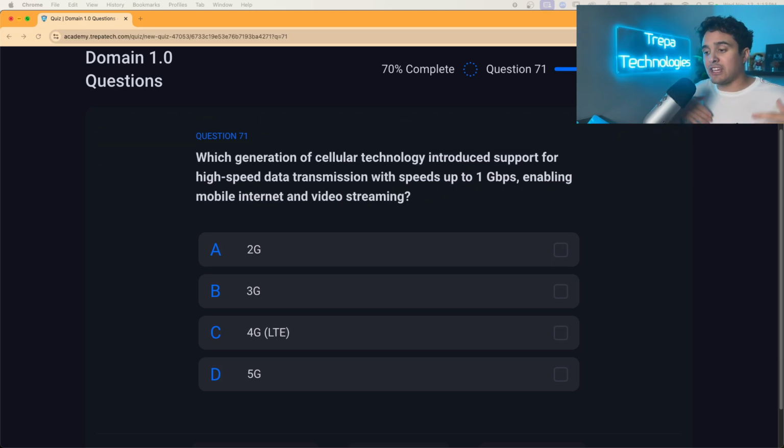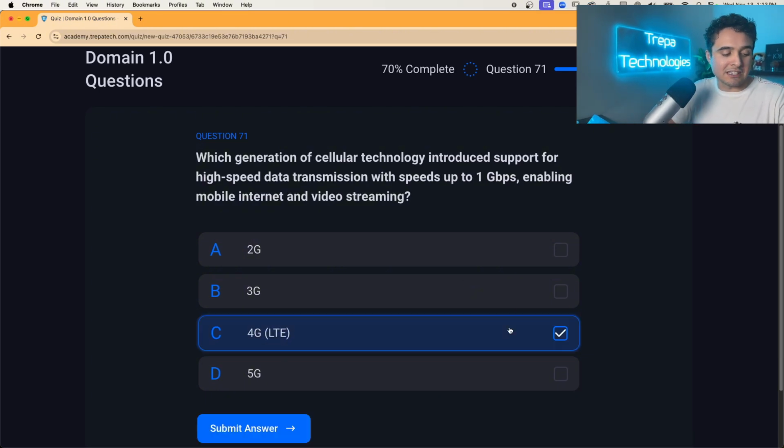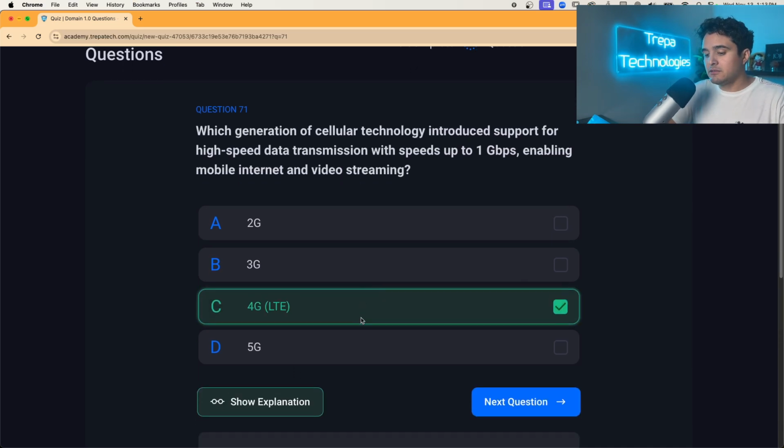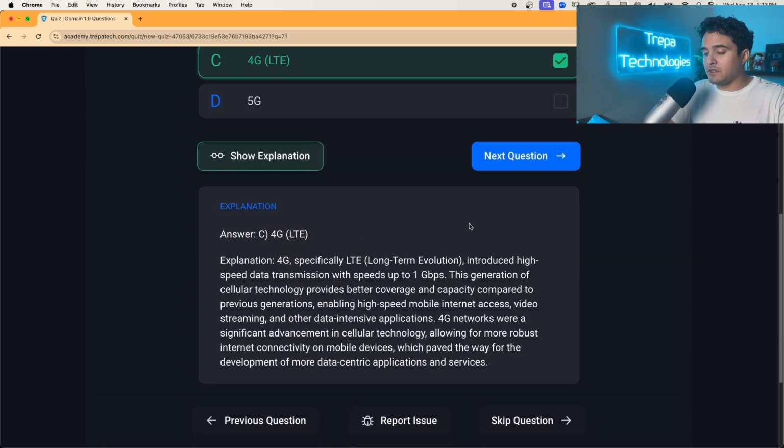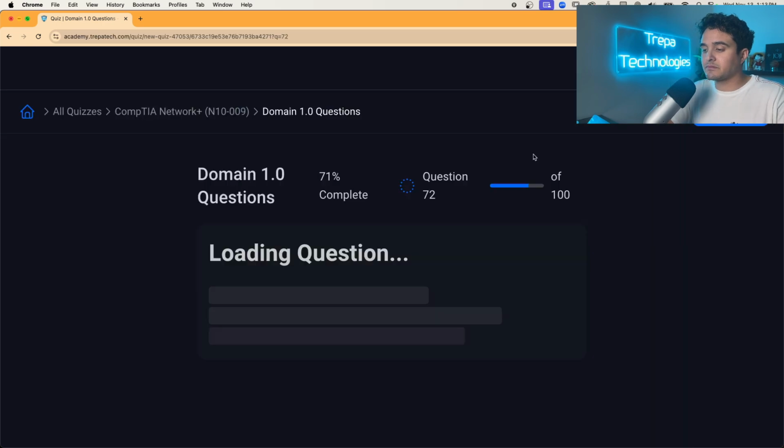4G LTE brought that, and then 5G just increased that like crazy, and 5G is now more reliable to do things like, hey, I can have my broadband connection be a 5G connection, okay? But this answer is C, 4G LTE. Go ahead and pause the video if you'd like to read that explanation.